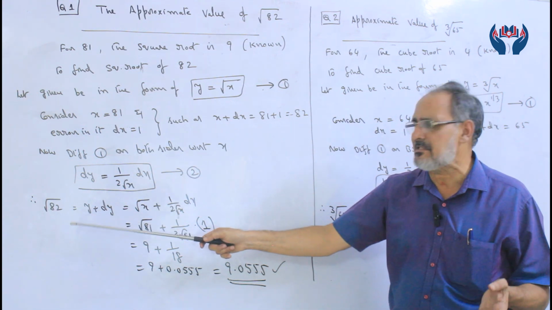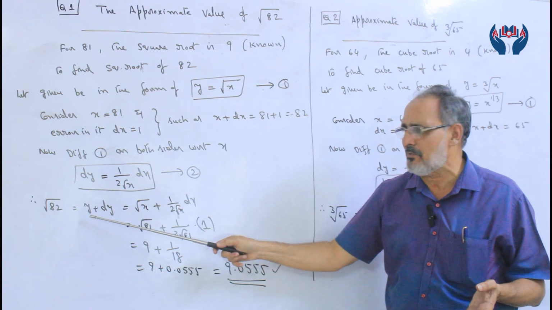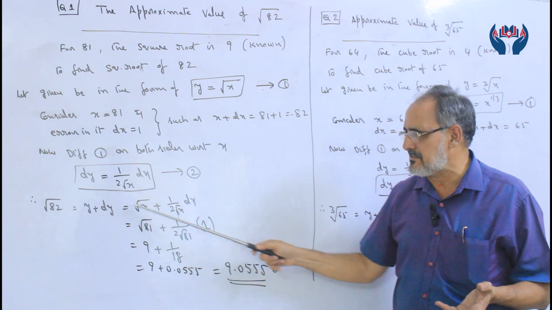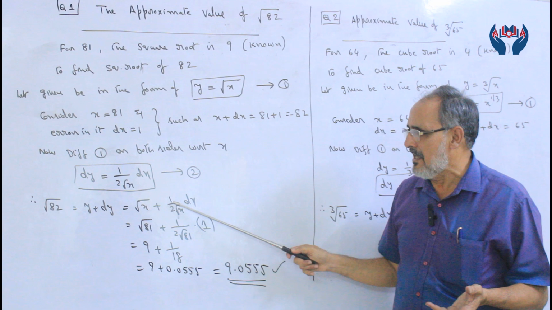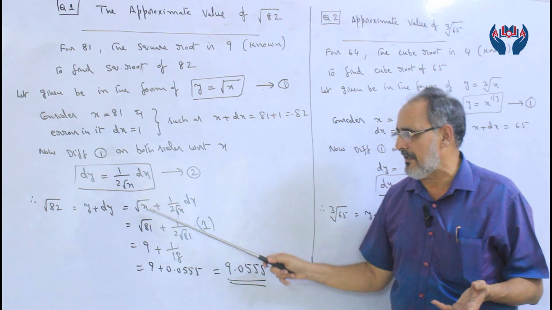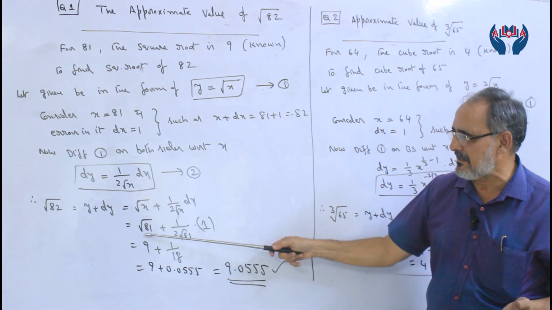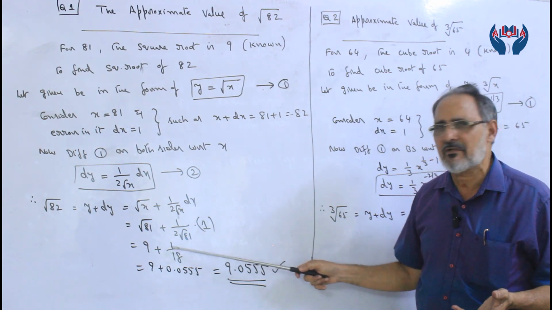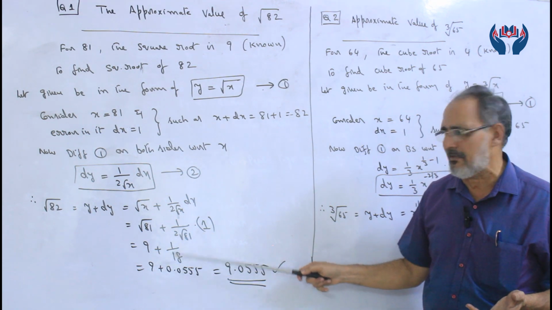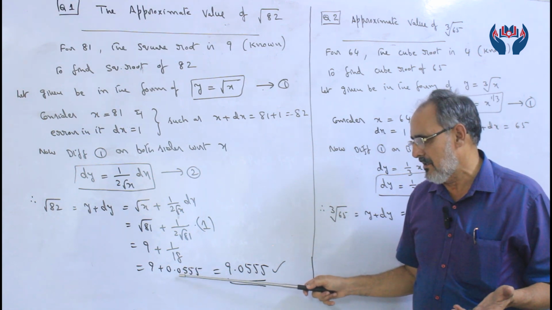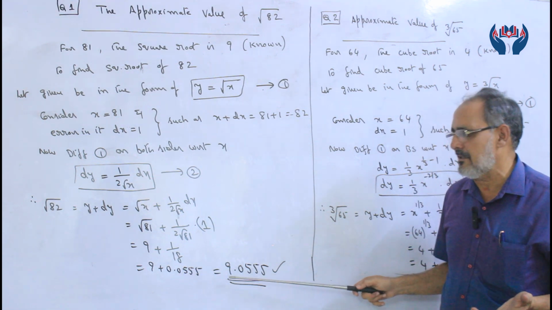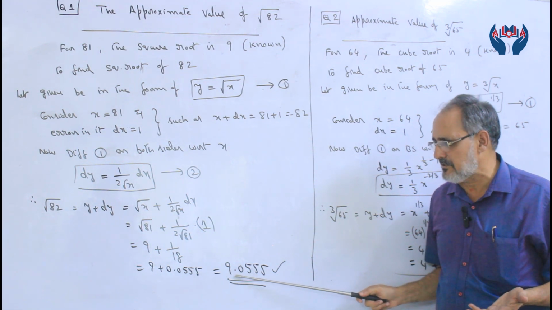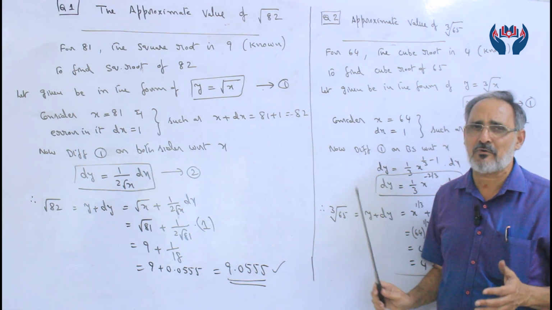Now the answer is very simple. Root 82 equals the original value y plus dy, where y is root x and 1 by 2 root x dx is dy. Now substitute x as 81 and dx as 1. Simplify, we get 9 plus 1 by 18. 9 as it is, 1 by 18 is 0.0555. The approximate answer for root 82 will be 9.0555. That is the first problem.